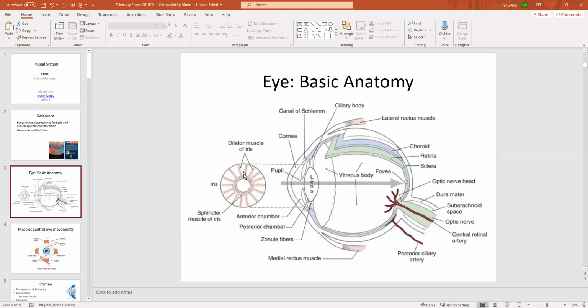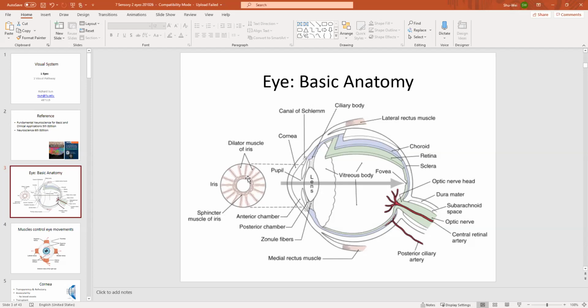The iris has two types of muscle. One is the dilator muscle. When this muscle contracts, the pupil will dilate. Another is the sphincter muscle of the iris. This is a circular type of muscle, very much like the smooth muscle in our vessels. When it contracts, it causes vasoconstriction. So this one, when it contracts, will make the pupil contract. So we have these two.